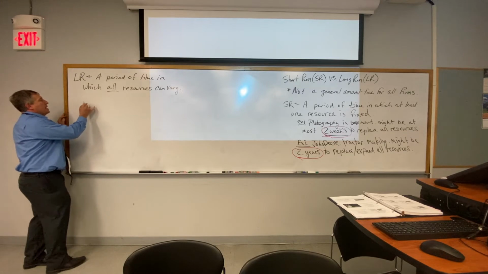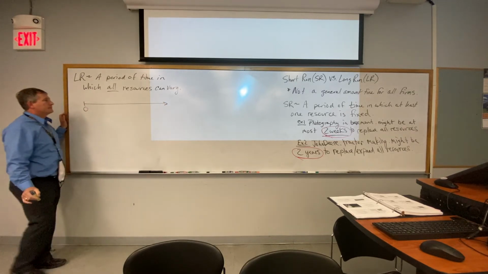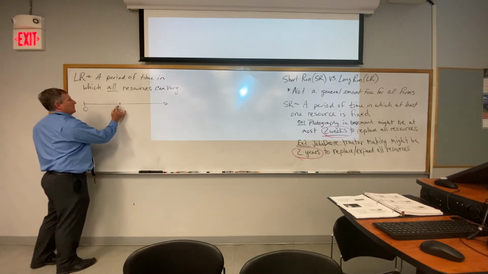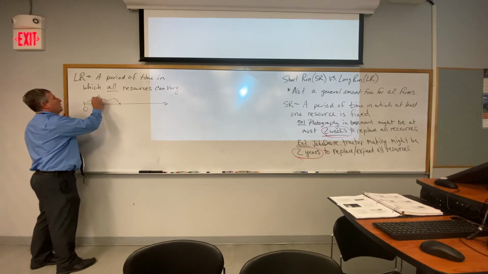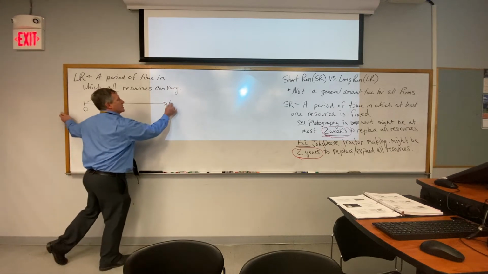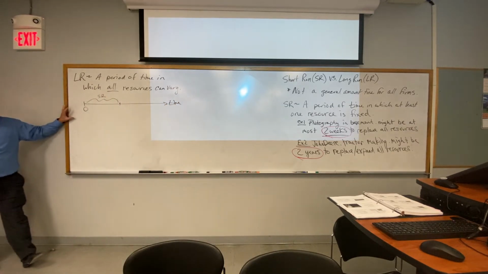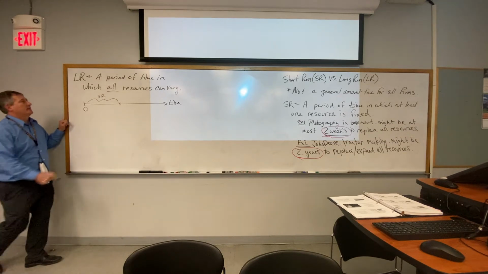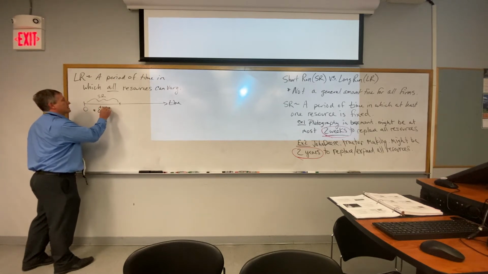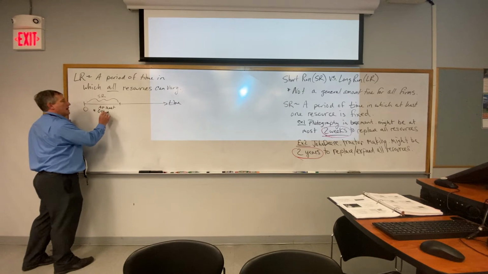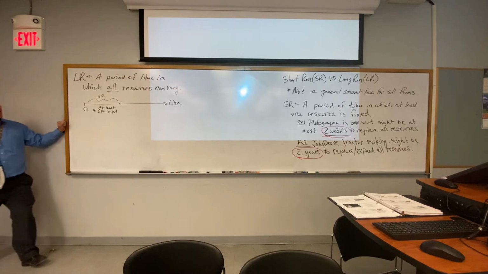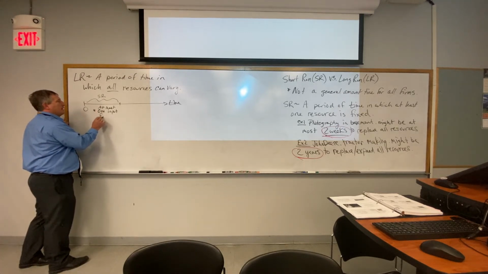So if we look at kind of a timeline moving forward, the short run is the period of time moving forward where something is fixed. So this is measuring time. A period of time, at least one thing is fixed. I like at least because there can be multiple things, but at least one input. I'll use the word input this time, so you've got to be interchangeable between resource and input and factors of production. At least one input fixed.